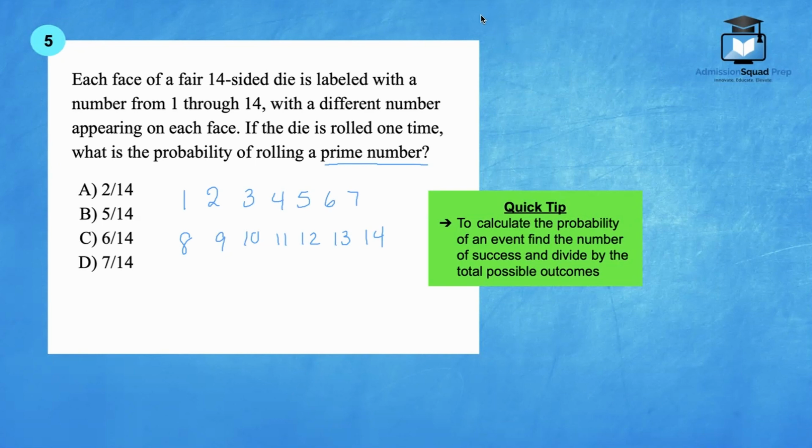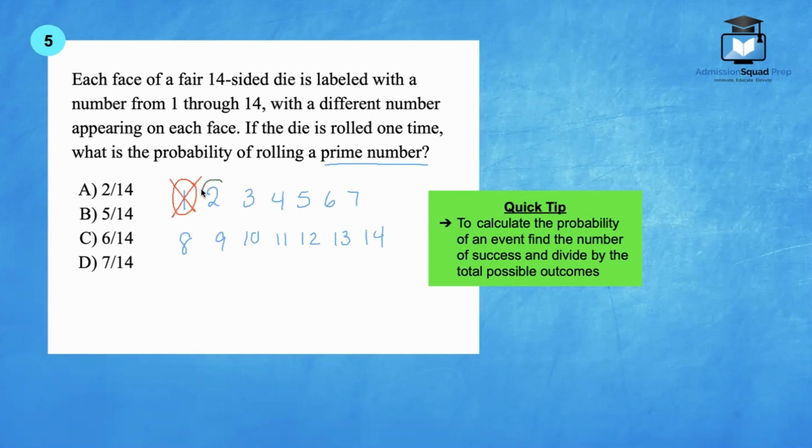One of the biggest mistakes that students make is they think that 1 is a prime number. But guys, you need to remember that 1 is not a prime number. It's also not a composite number. So that could be one of the mistakes that some of our students will make while taking a digital SAT. So keep this in mind. We don't want to include 1 as one of the prime numbers.